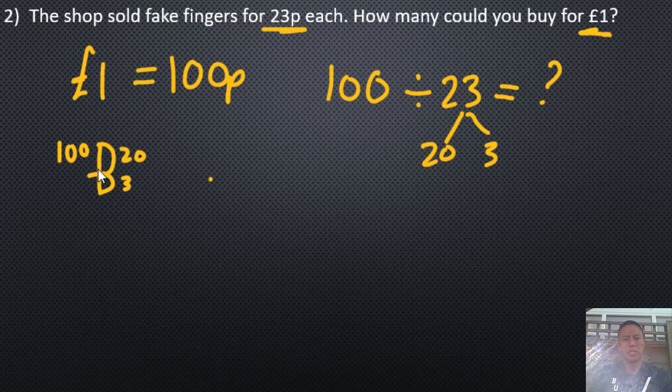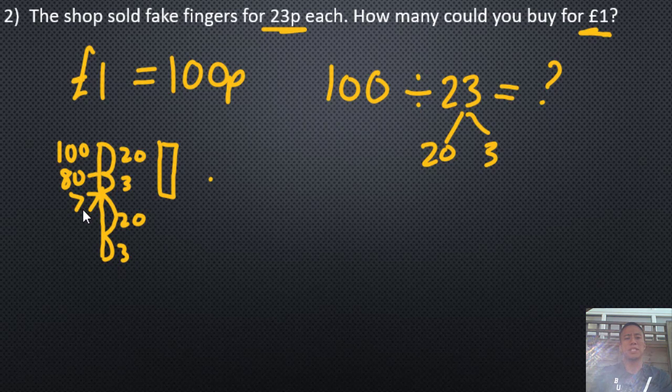So 100 subtract 20 is 80. 10 tens subtract 2 tens, 20 gives us 80, 8 tens. And 80 subtract 3, if you count backwards, you'll get to 77. So that's 1 so far. Let's do another 23. So subtract 20 and then subtract 3.